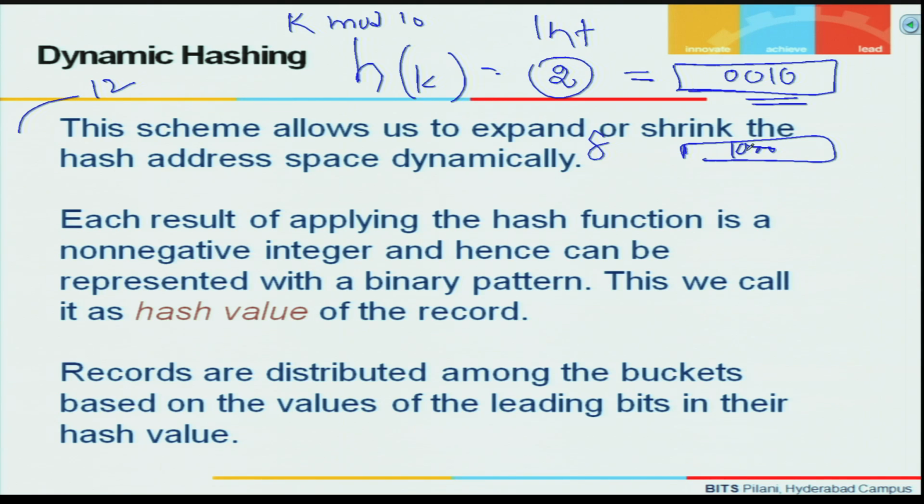This is the binary representation of 2, and if it is 8, it is going to be 1000 or something like this. So the result of applying the hash function in dynamic hashing, or any hashing, is a non-negative integer, and of course that can be converted to a binary equivalent. That is why each result of applying the hash function can be represented with a binary pattern, in terms of zeros and ones. The binary representation of the result of applying the hash function is called the hash value. Hash value is always in binary representation. Records are distributed among the buckets based on the values of the leading bits of this hash value.